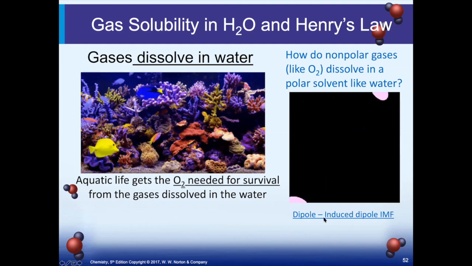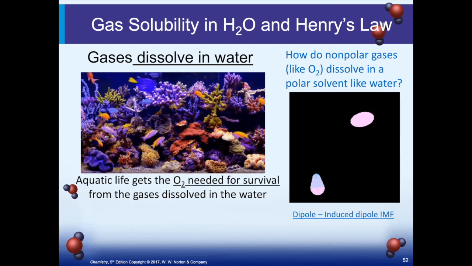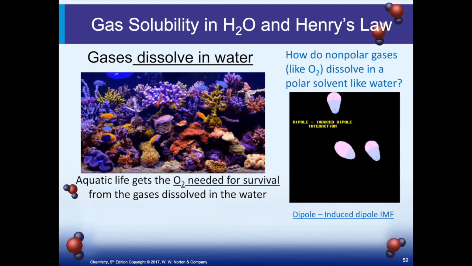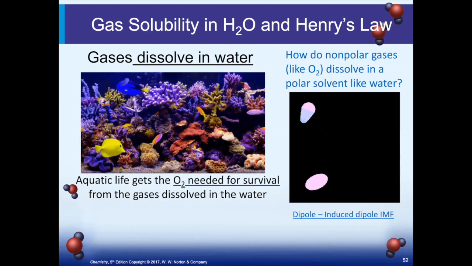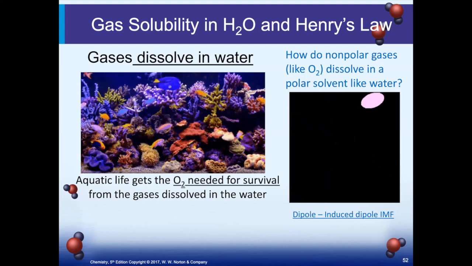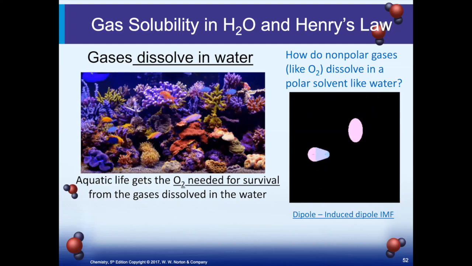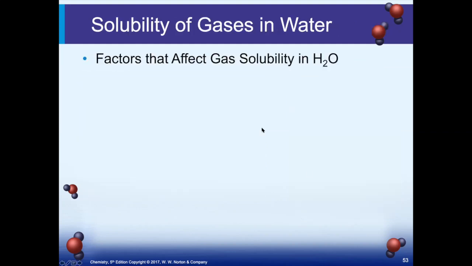And so that's one reason, I guess I could say the primary reason, for these non-polar gases like oxygen and nitrogen and carbon dioxide getting dissolved in water. Okay, so since gases dissolve in water, we want to talk about the factors that will affect how much they are dissolved in water. There's two. Temperature affects solubility, and the pressure of the gas affects solubility. So we'll go through how each one affects solubility.